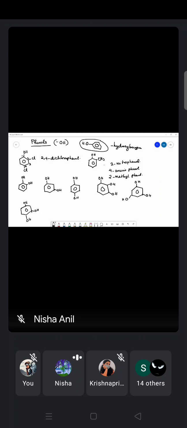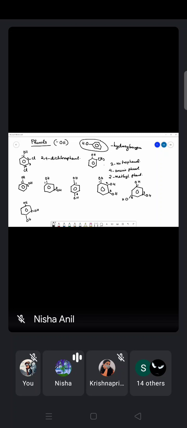So if there are 2 or 3 hydroxyl groups, we call it hydroxybenzenes. In the first case, we can number it as 1, 2. So 1,2-dihydroxybenzene. Here 1, 3: 1,3-dihydroxybenzene and 1,4-dihydroxybenzene. Here 1, 2, 3 trihydroxybenzene. Here 1, 3, 5 trihydroxybenzene.